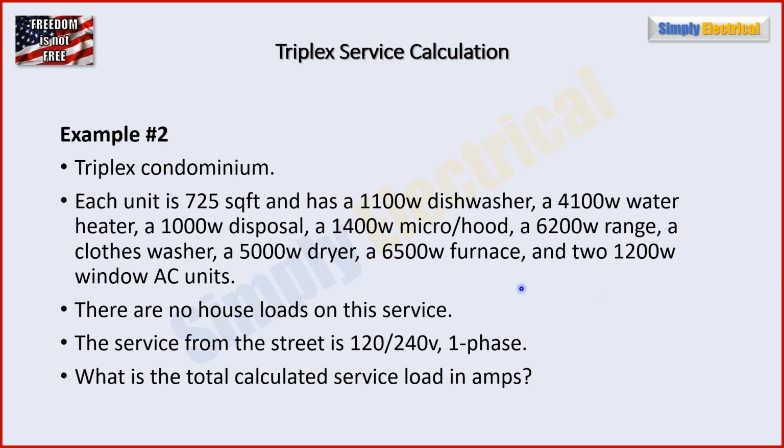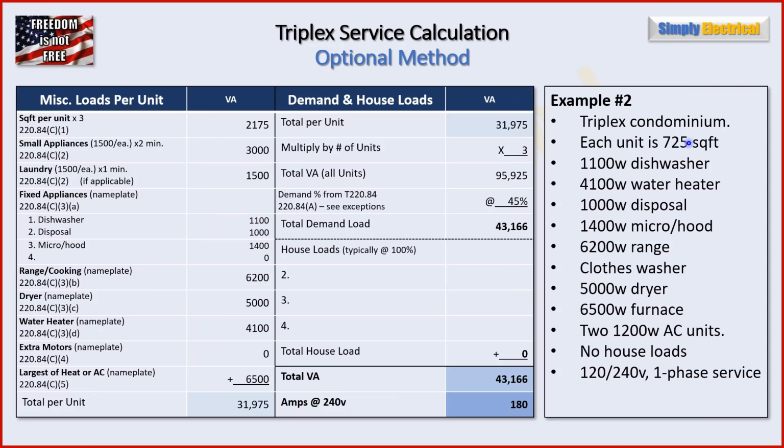Okay, example number 2, we have a triplex condominium. Again, we'll go on to the next page. Here's all our info over here. We're just going to do the same thing. We're going to take the square footage. We have 725 square feet per unit. Multiply by 3, 2175. Add in our small appliance circuits, 3000. Add in our laundry circuit, because we're told we have a clothes washer. Fixed appliances, we have dishwasher, disposal, and a micro hood.